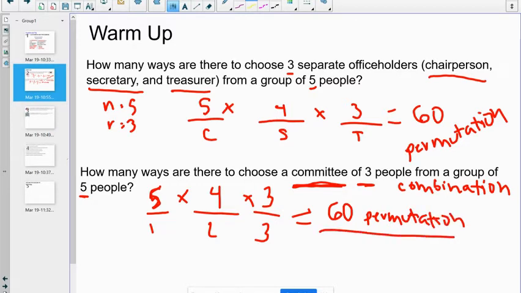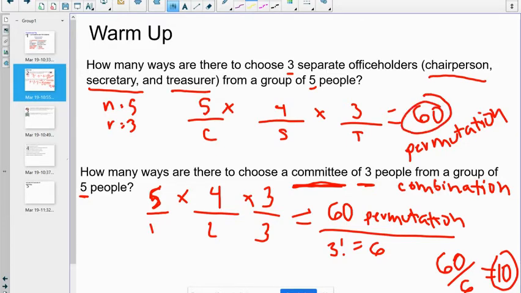But then we have to divide by the total number of ways we can arrange those 3 positions, and we know that is just 3 factorial. 3 factorial is equivalent to 6. So now we have 60 over 6, which is going to equal 10. So there are 60 different ways for the permutation calculation, and there are 10 different ways for the combination. Remember, a combination is always going to have fewer ways than a permutation.